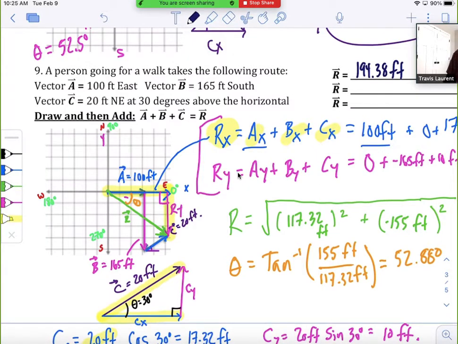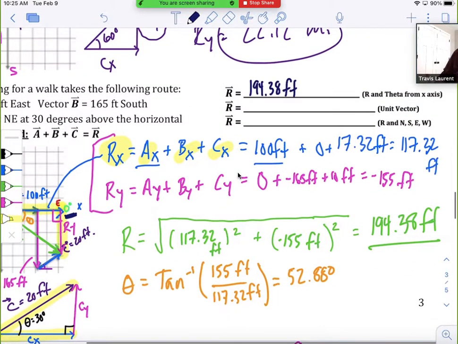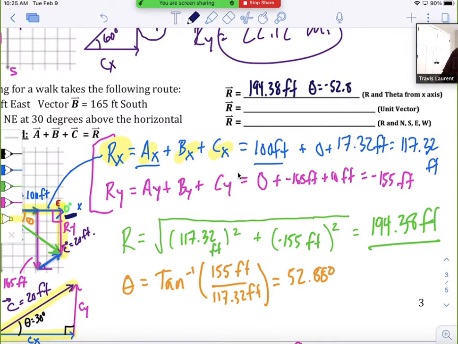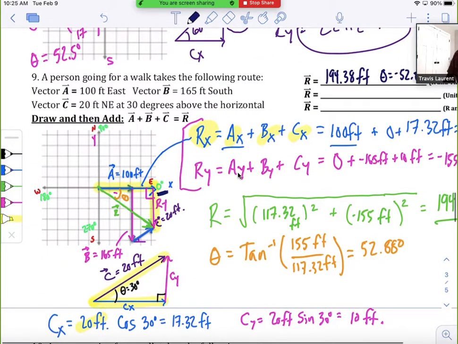So theta from the x-axis, I had one student say, well, the theta from the x-axis is right here, the x-axis at 0 degrees. And this theta from there, they said, well, that theta would be negative 52.8 degrees. So you could write it as theta equals negative 52.88 degrees. Or some math books don't like writing negative angles.